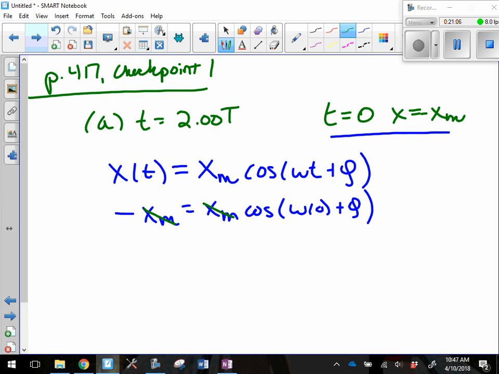And then my xm's cancel. So I've got negative 1 is cosine phi. Which means that phi has to be what? What is a cosine of negative 1?